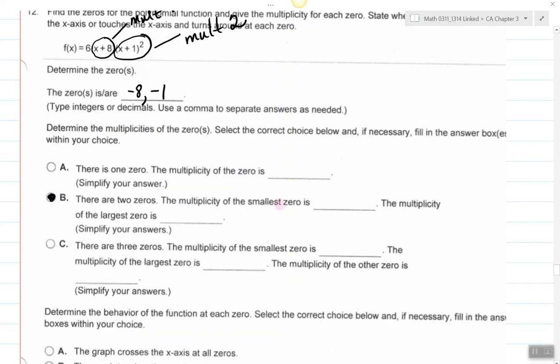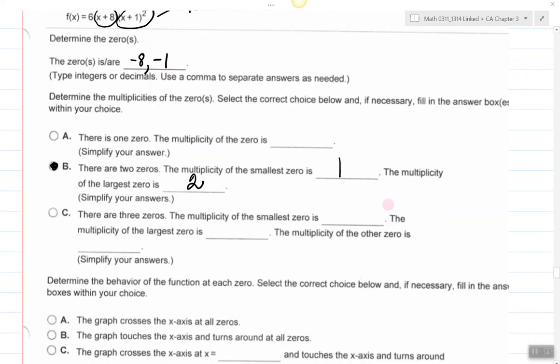The multiplicity of the smallest zero, now negative 8, which is smaller than negative 1, is 1. And the multiplicity of the larger zero is 2. It didn't ask what the zeros were down here, it just talks about their multiplicity. And please notice that negative 8 is smaller than negative 1.